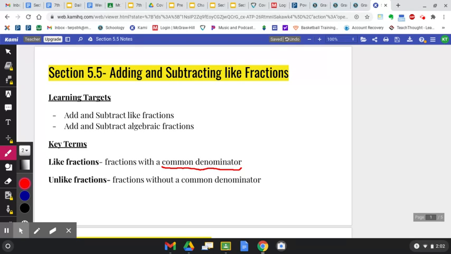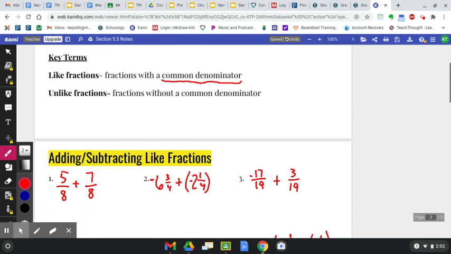So that'll be nice for us, and we will add and subtract algebraic fractions as well. And remember, those are fractions that have one or more variables.